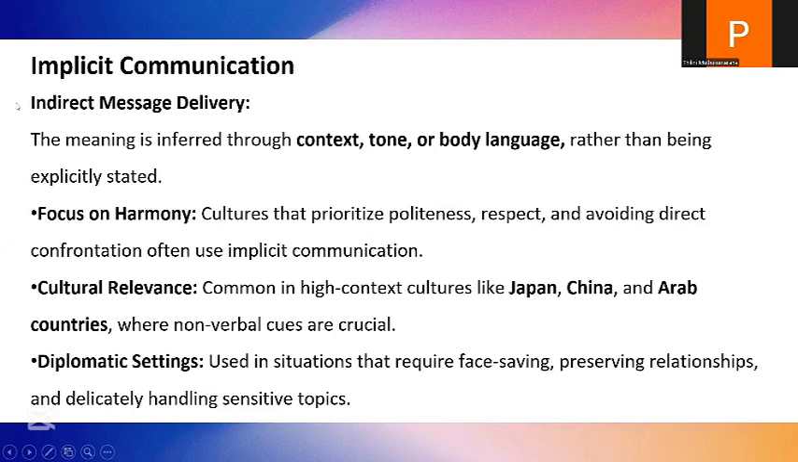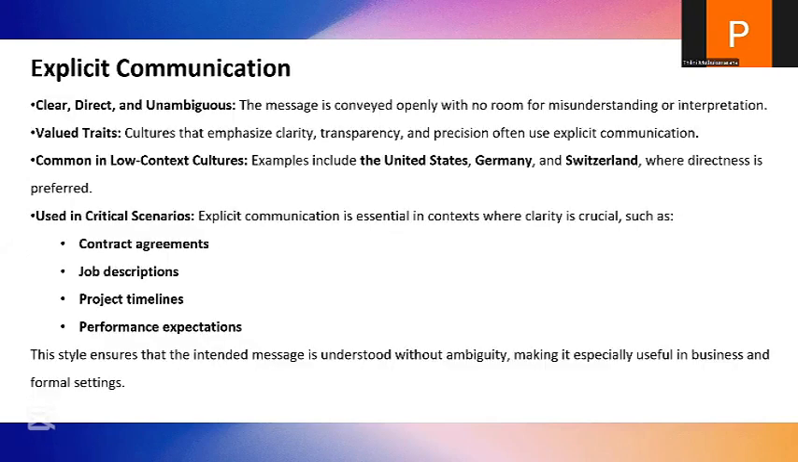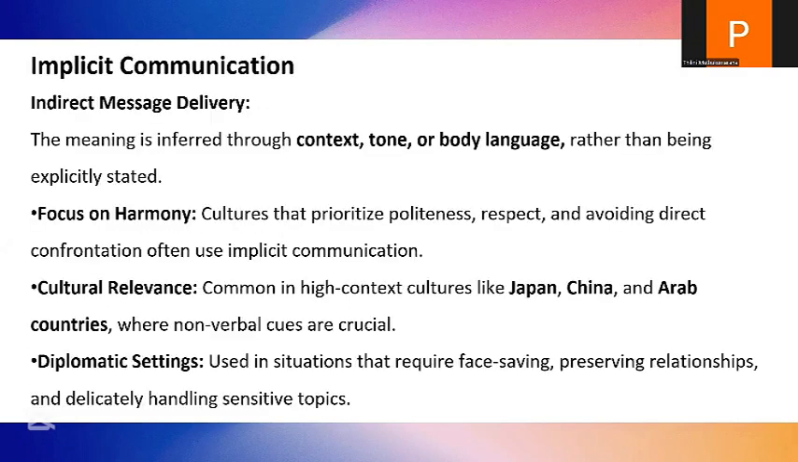Previously, for explicit communication, the countries are the United States, Germany, and Switzerland. Those are low context cultures and go under explicit communication. For implicit communication, you can see countries like Japan, China, and Arabic countries. They consider non-verbal cues very crucial. I told you, a thumbs up in Islamic countries is considered an insult. So they always care about these things when they use implicit communication.